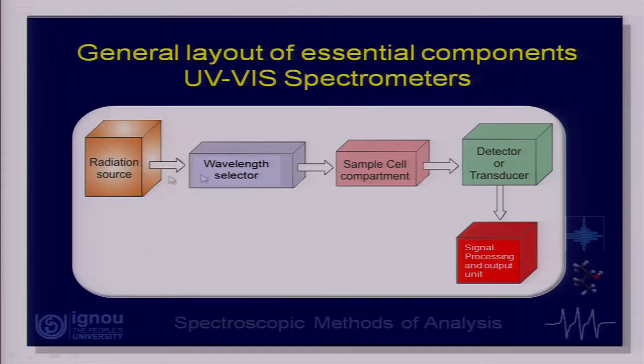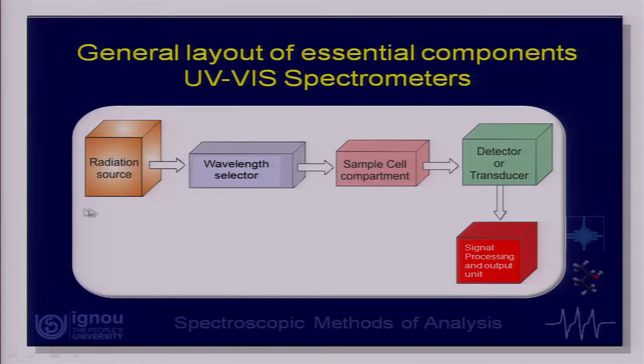Let us understand what exactly we are doing here. You have a radiation source. Imagine a bulb. When you light a bulb, it gives you radiation of a wide range of wavelengths. Out of that radiation, we do not need to interact all the radiation in one go. We need a single wavelength or maybe a little more than that. So we need a device called a wavelength selector, which chops off a small portion of the whole range coming from the radiation source, and that radiation is made to fall on a sample cell.